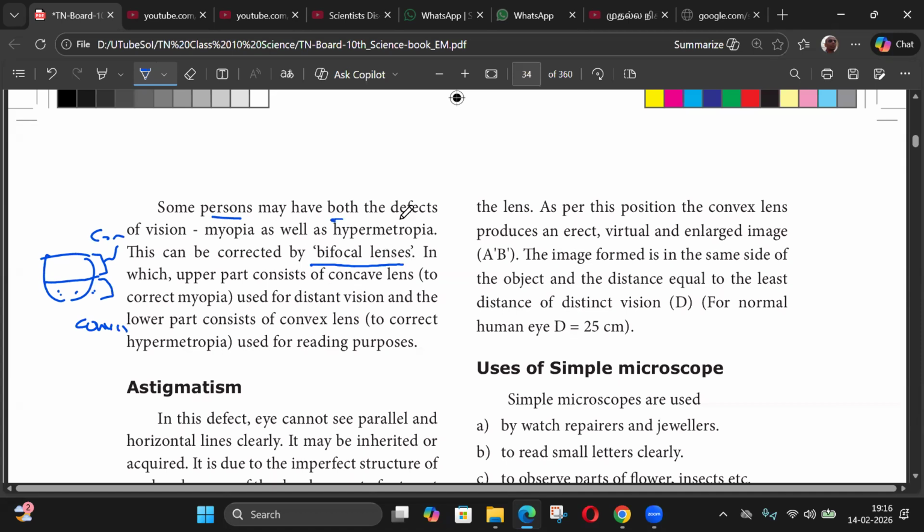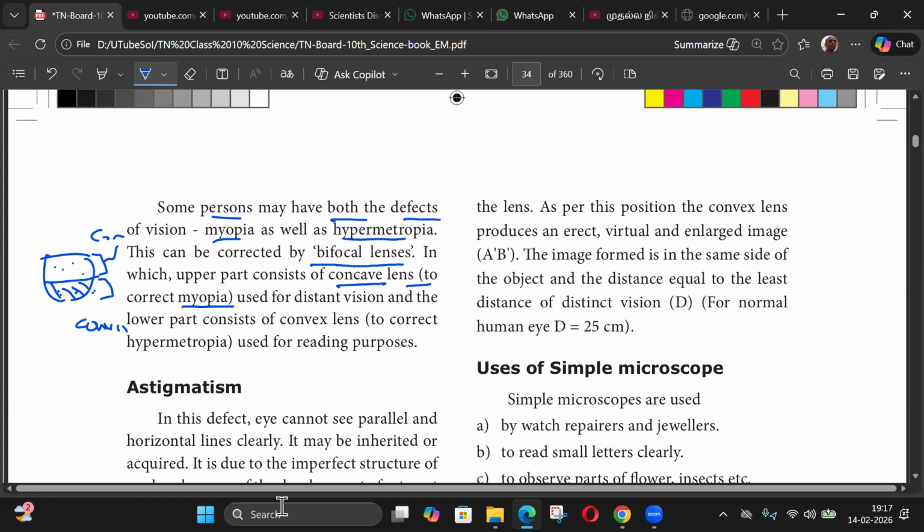Say a student has both defects, myopia as well as hypermetropia. The upper part is concave to correct myopia. To remember: to see the board, you see through the upper part of the lens. Understood? The book will be down on your table, and the board will be in front, so you have to look slightly up. When seeing the board, you look through the top part of the specs. That is the student's problem, so it's a concave lens. For reading the book, it's the problem of old people, that is a convex lens.